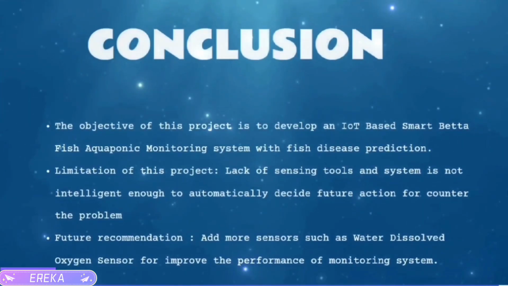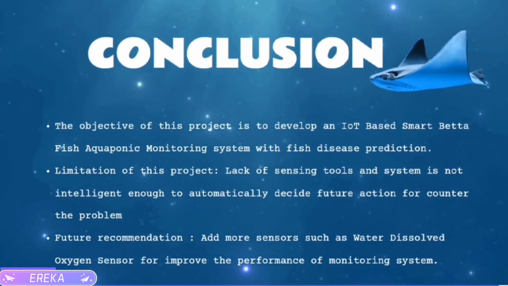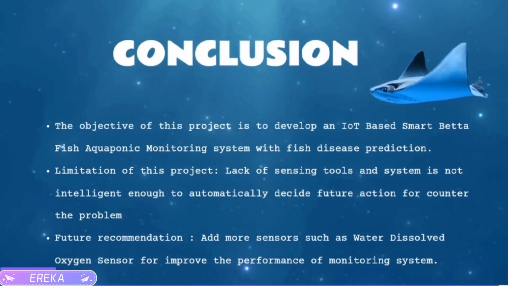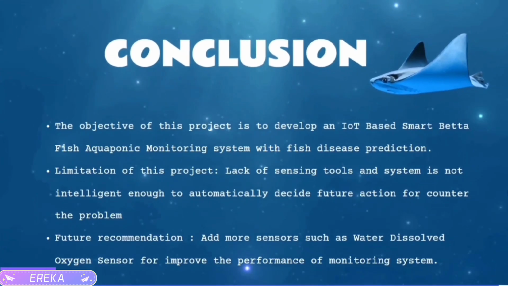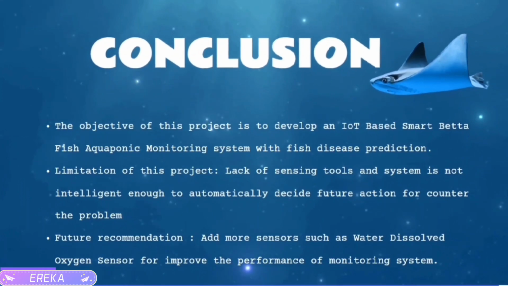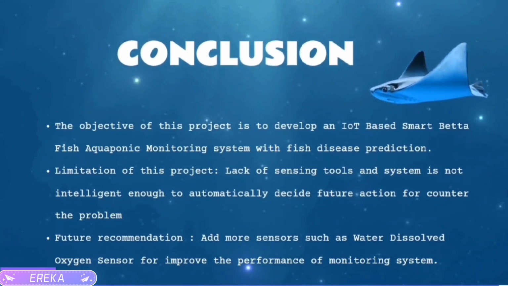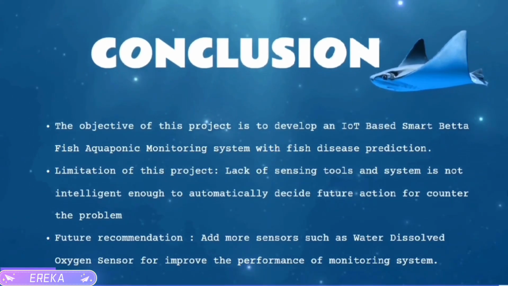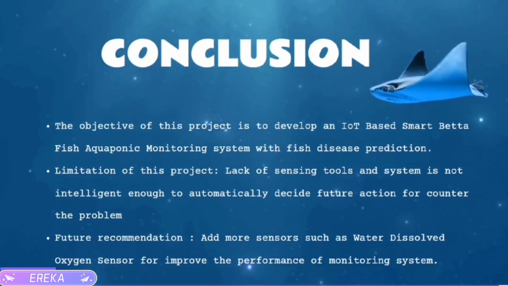Let me give you a quick summary of this talk as we near the finish of the video. The goal of this project is to build an IoT-based smart betta fish aquaponic monitoring system with fish disease prediction. The lack of sensing instruments is the project's main constraint. Additionally, this system is not intelligent enough to decide the future action to counter the current issue. So, what we can do to improve the efficiency of the system is by adding more sensors such as a DO sensor and upgrading the system features. In that way, we can enhance the system performance.